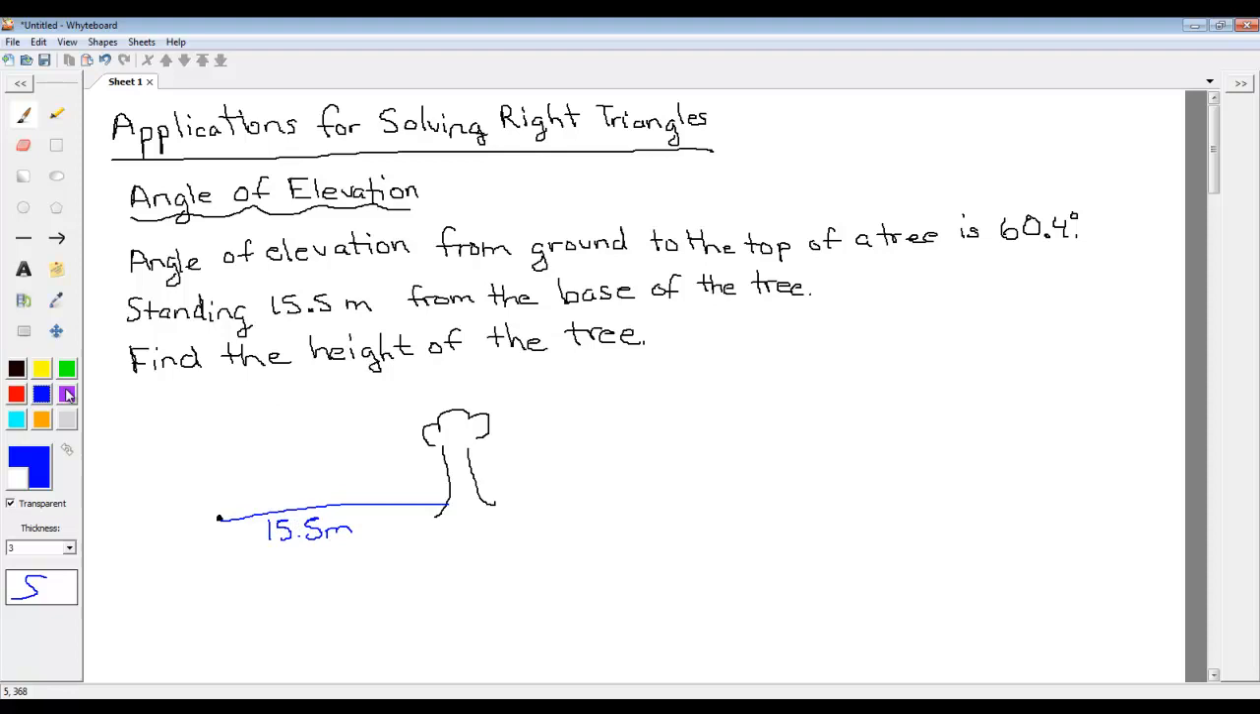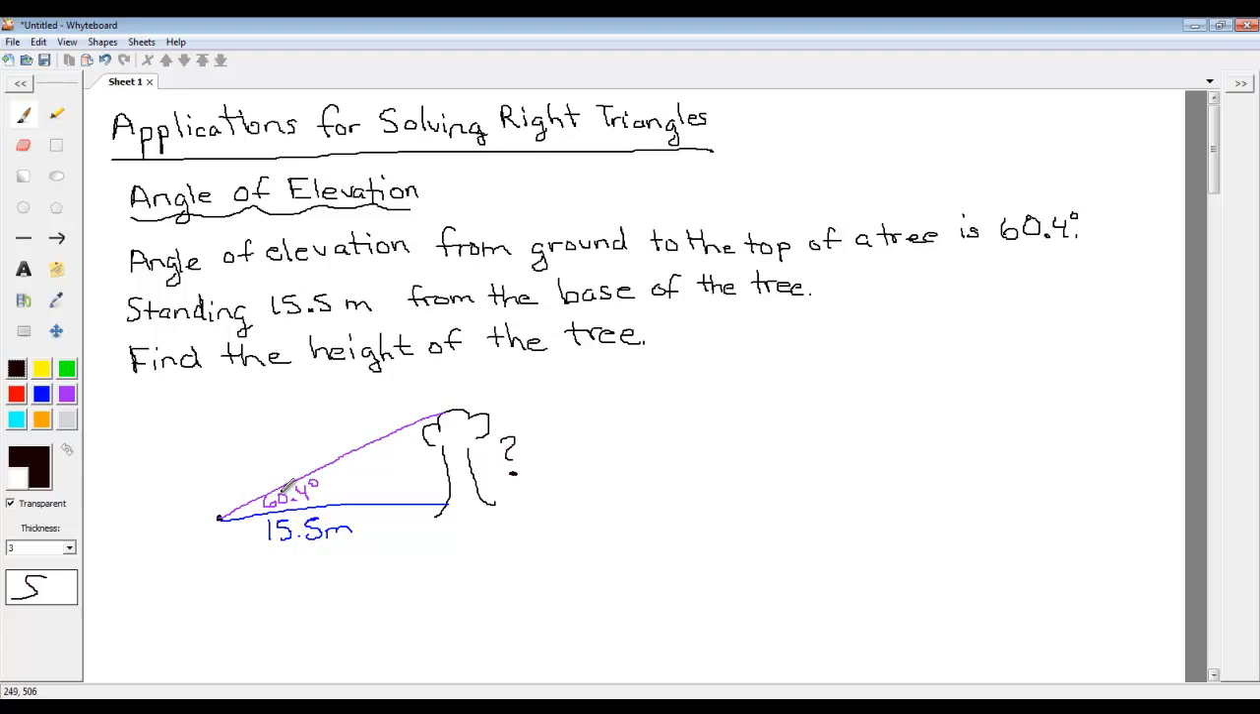And the angle of elevation is the angle made looking up from that point to the top of the tree. So that angle right there is 60.4 degrees. That's what they mean by angle of elevation. It's like basically if you're looking up or if you're going up, like if an airplane's taking off, the angle of elevation is the angle it makes with the ground. If you're looking up at the top of the tree or the top of a building, that angle that is made with the ground here is the angle of elevation. And the question is, what is the height of the tree?